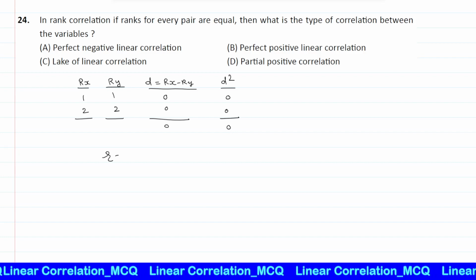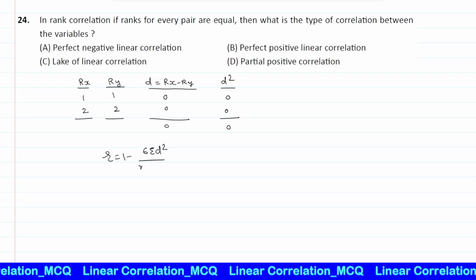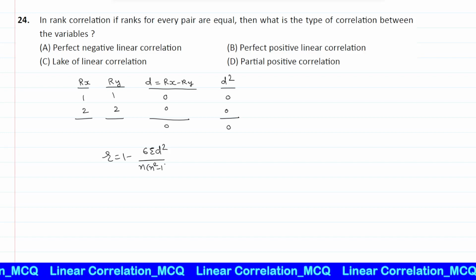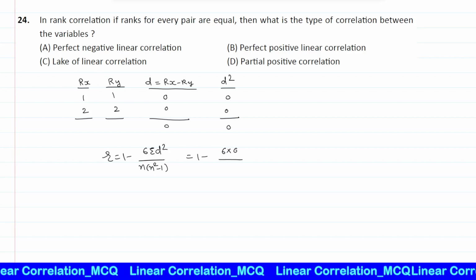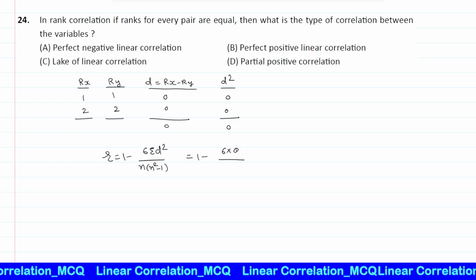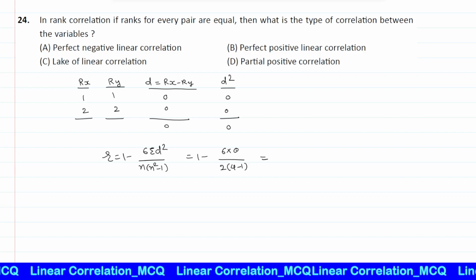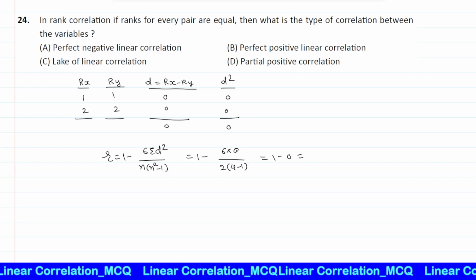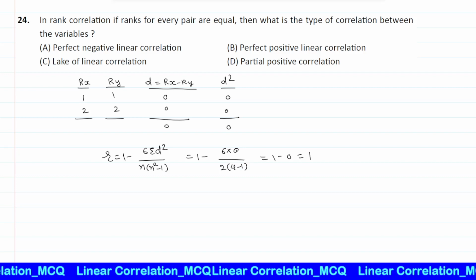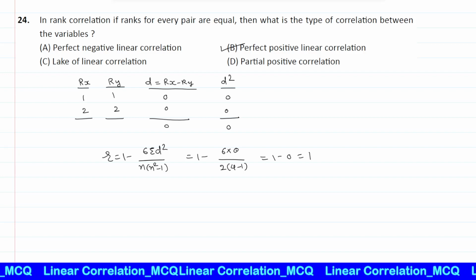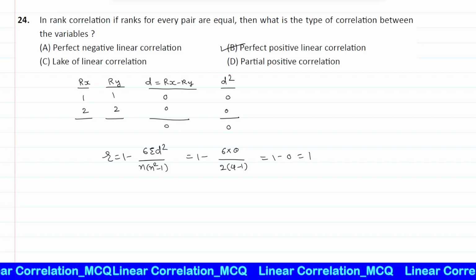The formula of R is equal to 1 minus 6 sigma d square divided by n into n square minus 1. It equals 1 minus 6 into 0, since sigma d square equals 0, upon n square minus 1. 0 divided by any number is 0, so 1 minus 0 equals 1. R equal to 1 means perfect positive linear correlation. It is given in option B. Option B is correct: perfect positive linear correlation between X and Y.